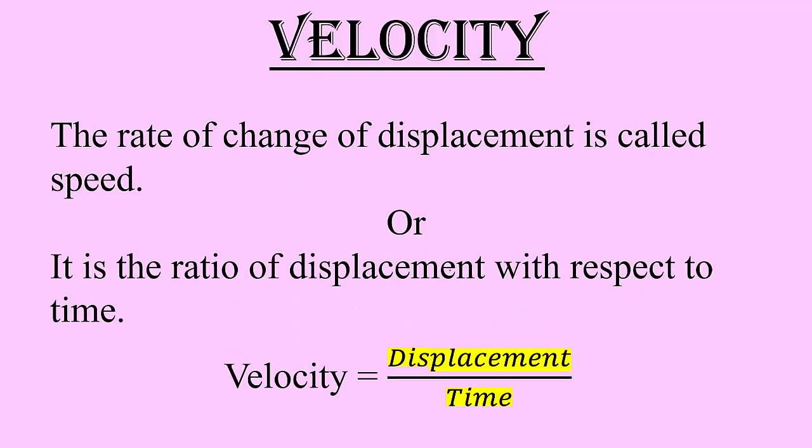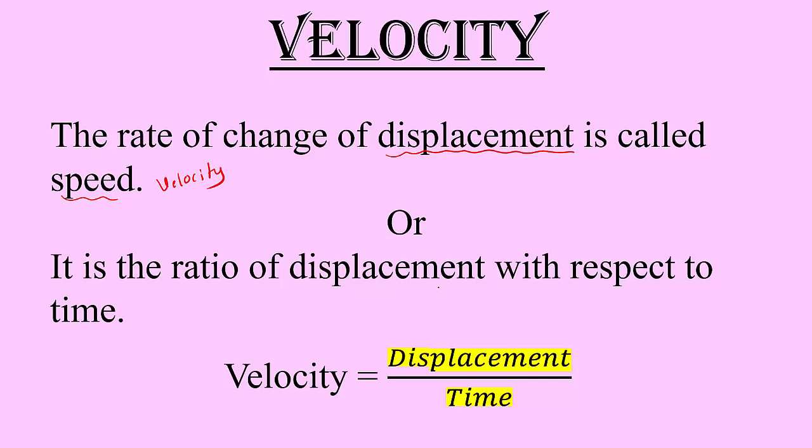So what is velocity? Velocity is the rate of change of displacement, because displacement has both magnitude and direction. So the rate of change of displacement is called velocity. This is not speed, this is velocity. And it is also defined as the ratio of displacement with respect to time.